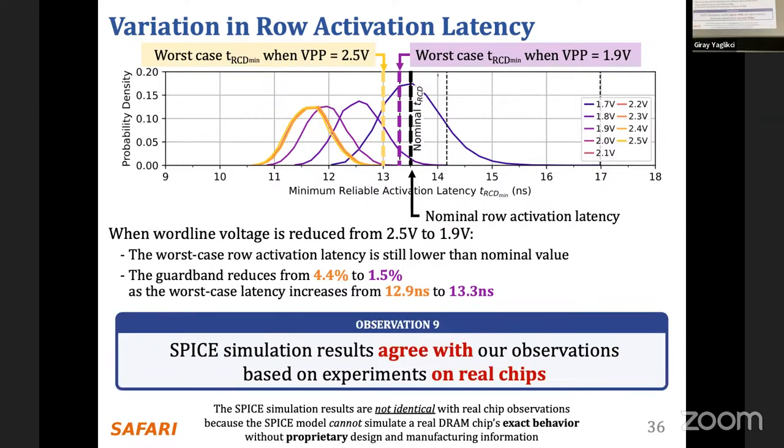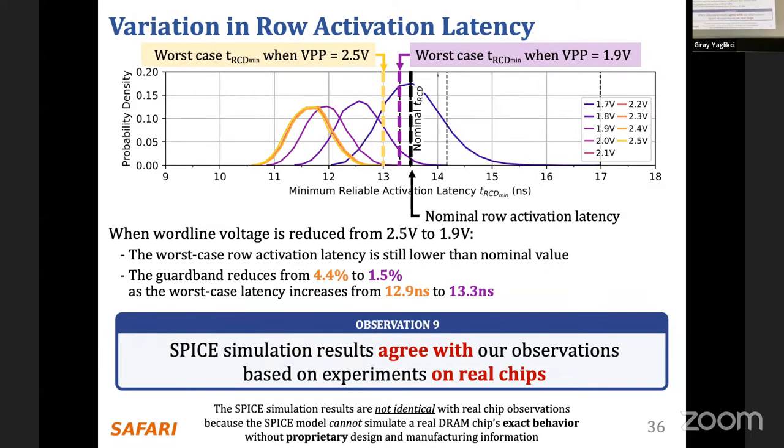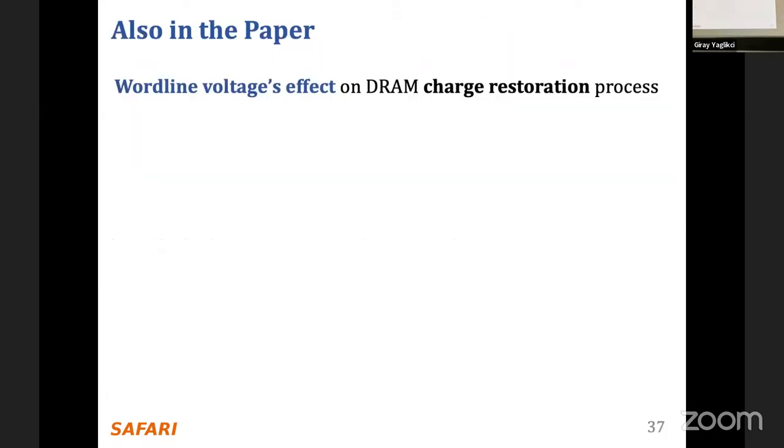So this doesn't necessarily mean that the SPICE simulation numbers are really important here, because the SPICE simulation is just simulating a very basic model of DRAM circuitry that is not really realistic, because we do not have that information. It's a trade secret kind of information that the manufacturers do not share. So we just have a best estimation in our case. But based on this analysis, we say that our SPICE simulations also agree with our observations.